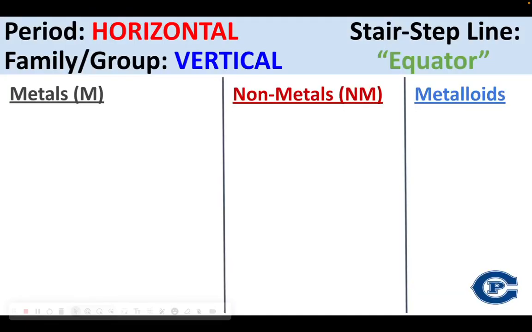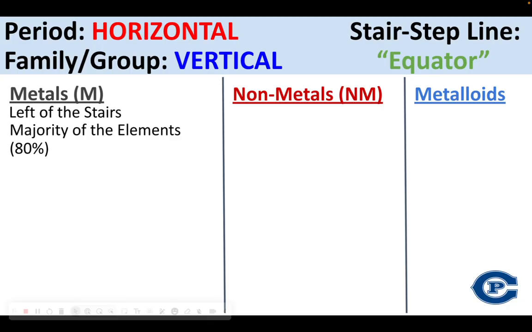Now, remember we talked about this: our periods are our horizontal rows and the family or group is our vertical column. The stair-step line acts as an equator because it separates our metals, our nonmetals, and metalloids. It's important to note that metals are to the left of the stairs and are the majority of the elements. About 80% of the periodic table is actually composed of metals.